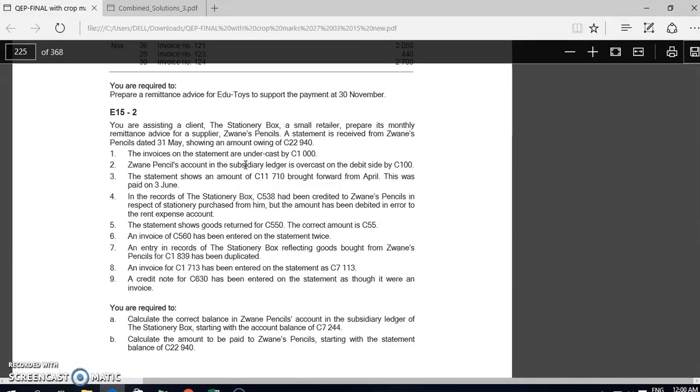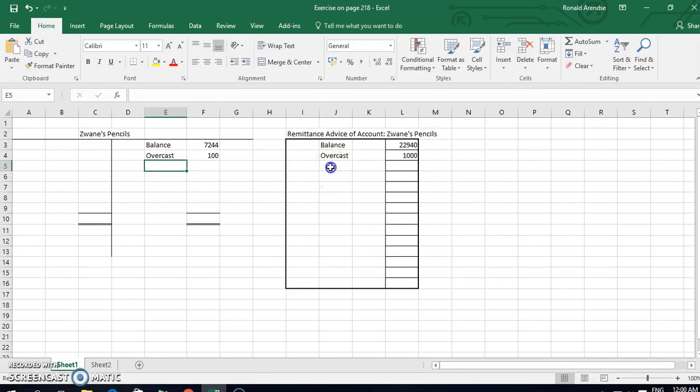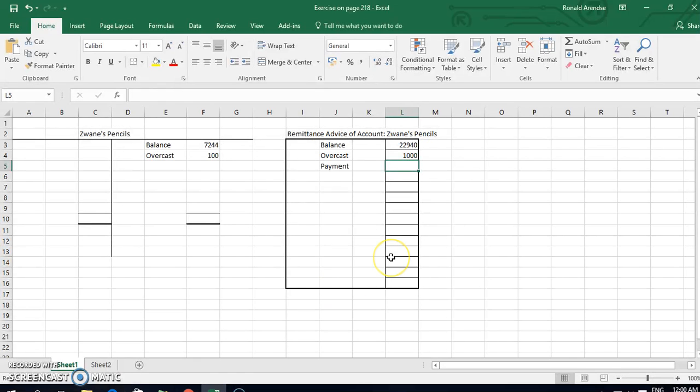Then we look at number 3. It says the statement shows an amount of 11,710 brought forward from April. This was paid 3rd of June. So we made a payment. It will only reflect by them the 3rd of June. So we have to take into consideration the payment. It won't reflect on the statement of 11,710. Right. Then the next transaction.